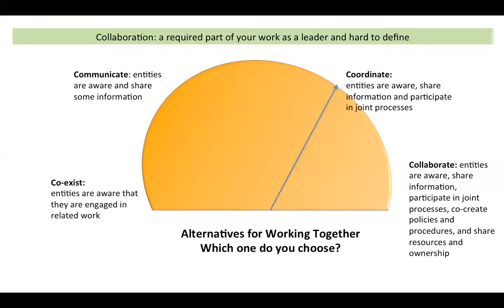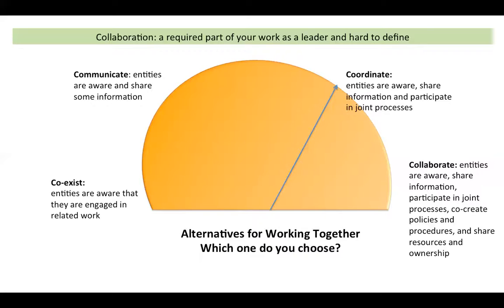And the most intense way, at least for the purposes of our conversation, to work in an interagency environment is to fully collaborate. That's where entities are aware, share information, and participate in joint processes, but they're also co-creating policies and procedures and sharing resources and ownership. And that's really the basis of the rest of what we're going to have time to talk about today.